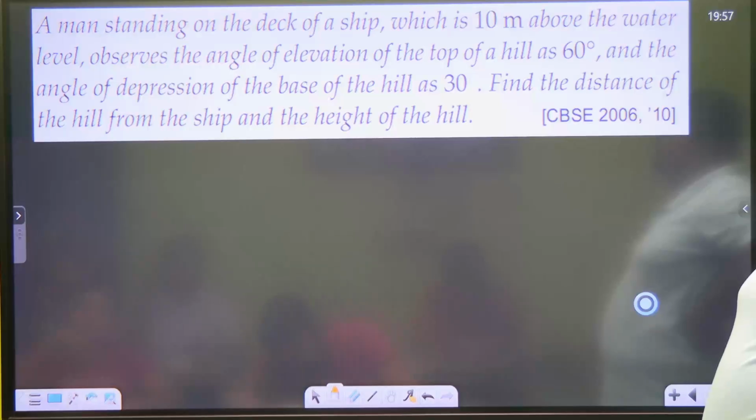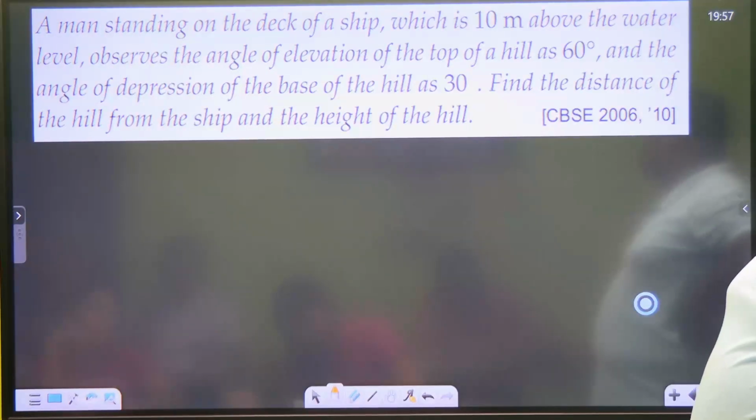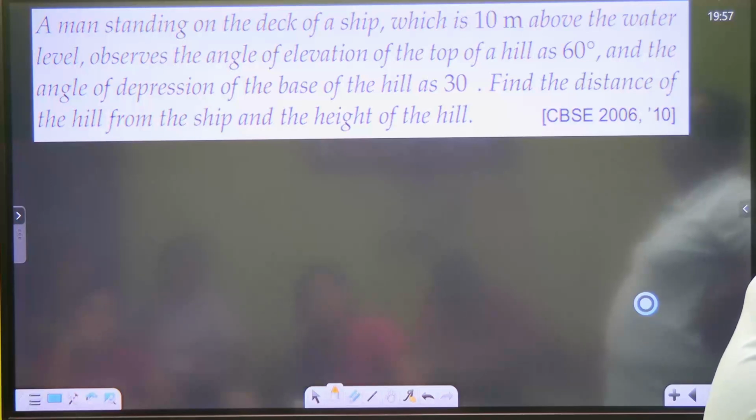The deck is 10 meters above the water level. Obviously, the man cannot stand on water. He observes the angle of elevation of a hill at 60 degrees and the angle of depression of the base of the hill at 30 degrees. Now, the base of the hill will be below the water or maybe at the water level, but below his standing level. Find the distance of the hill from the ship and the height of the hill.